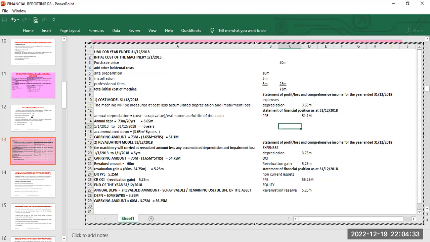Then the other one is the measurement basis used for determining the carrying amount. Like now here we are using the revalued amount, so we are using the revaluation model and the cost model. Those are the measurement bases. We disclose that in our financial statements, when we are valuing items of PPE, we use the cost model or a revaluation model. You can't use both, depending on the policy of the organization.